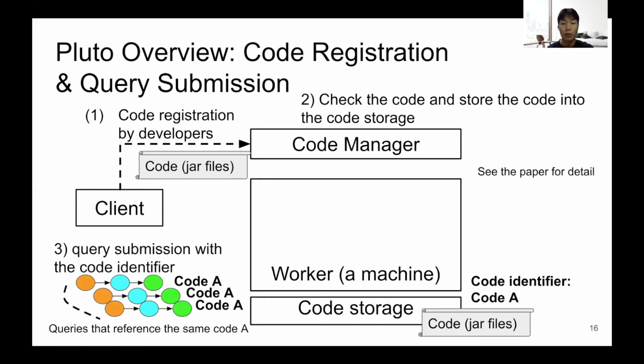By decoupling the code registration and query submission path, the same code is registered and uploaded only once, and the actual code is not sent during the query submission. In addition, by directly sending queries to the worker, Pluto simplifies the query submission path and reduces the query submission overhead. The paper contains the details of the code registration and query submission API, so please see the paper if you're interested.